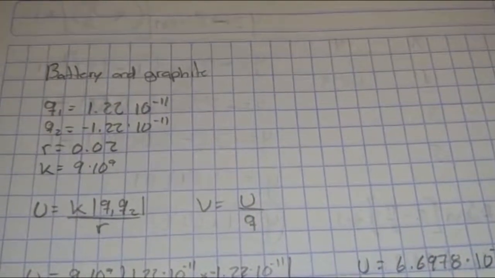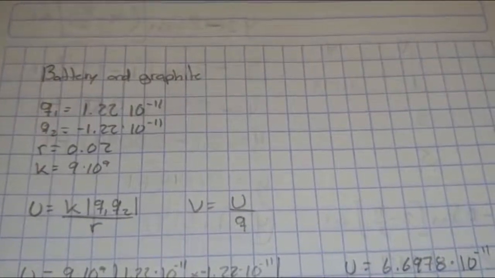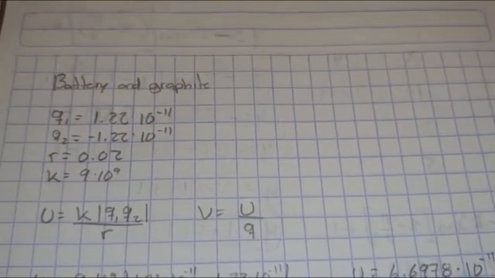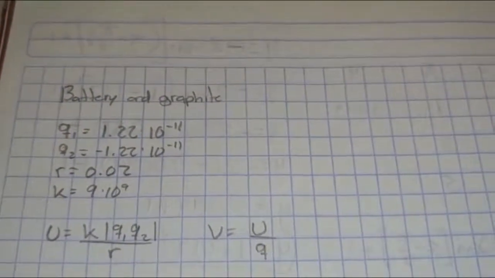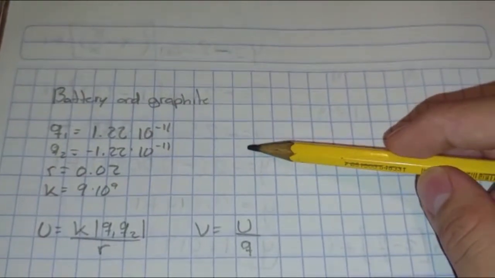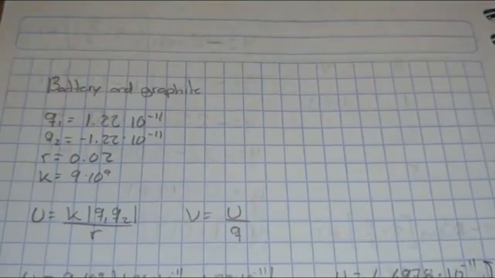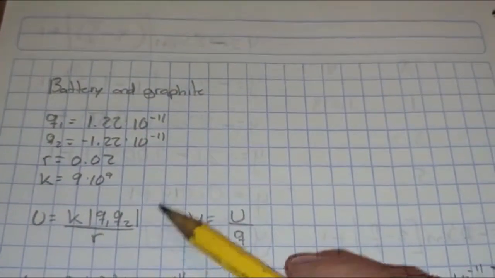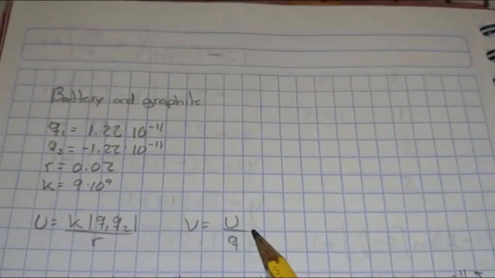Okay, in this experiment we can see an example of electric potential difference and electric potential energy. So, this is the data that we're going to use: the electric charges of the battery, positive and negative, and the distance. These are the formulas for electric potential energy and electric potential difference.